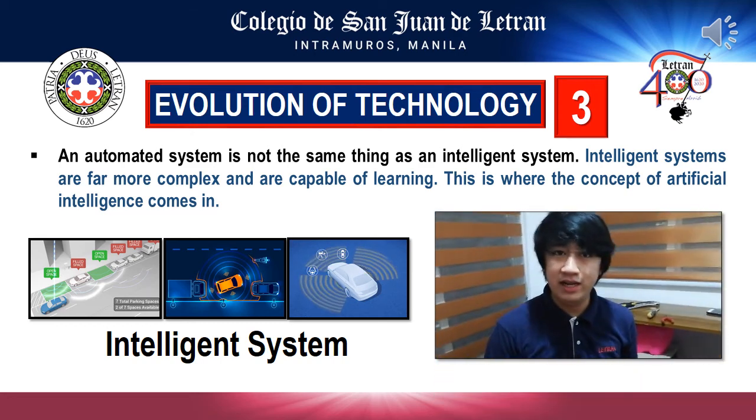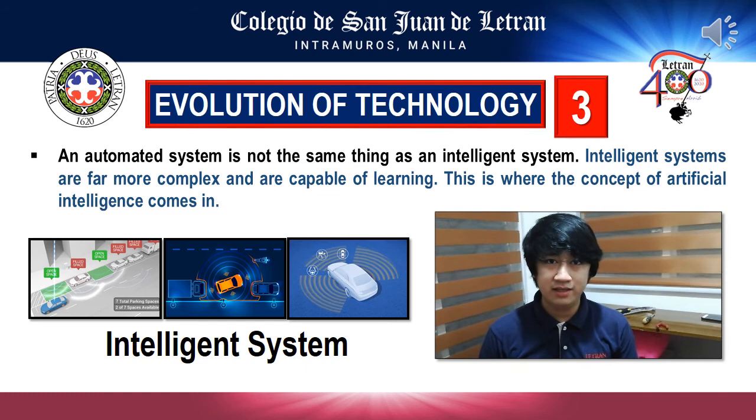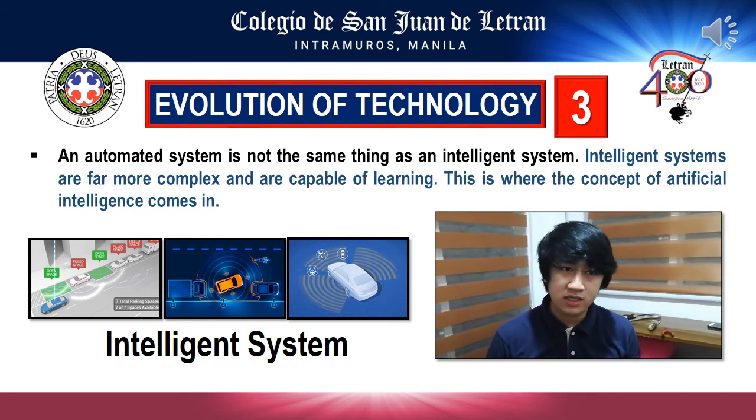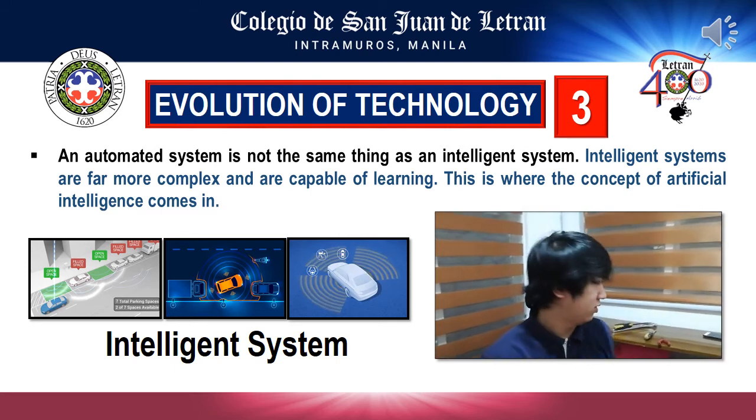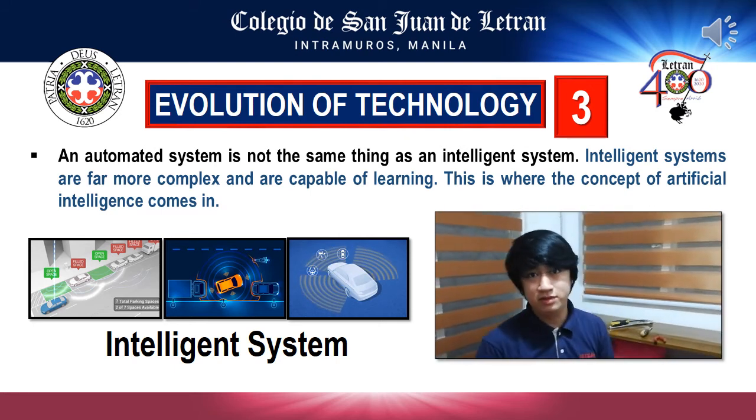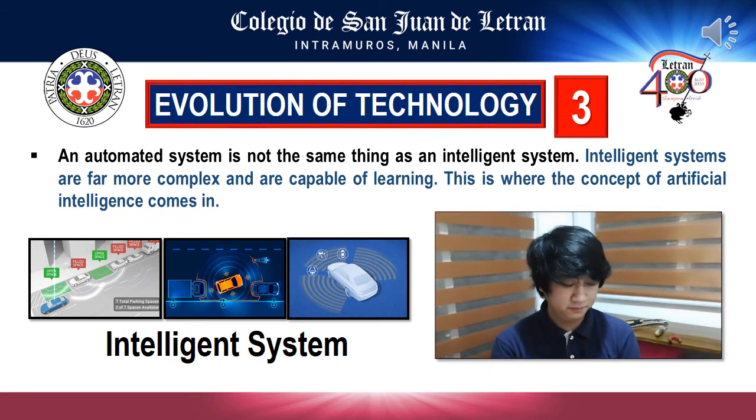Let's now move on to the last level, which is intelligent system. So here, machine is capable to think, to act like human beings. So let's have a good example using this cell phone.